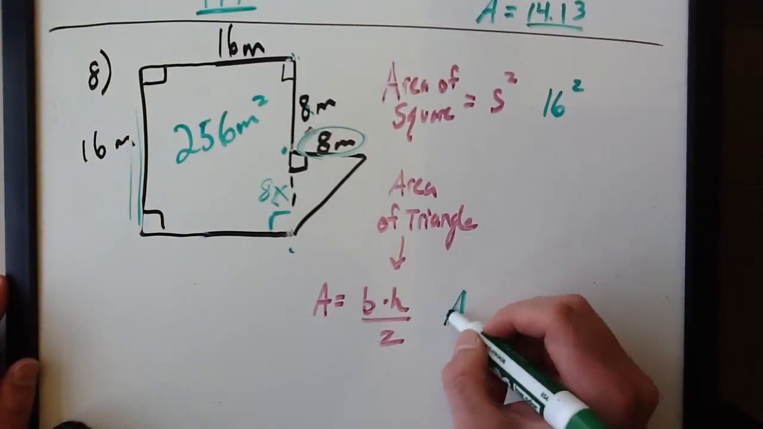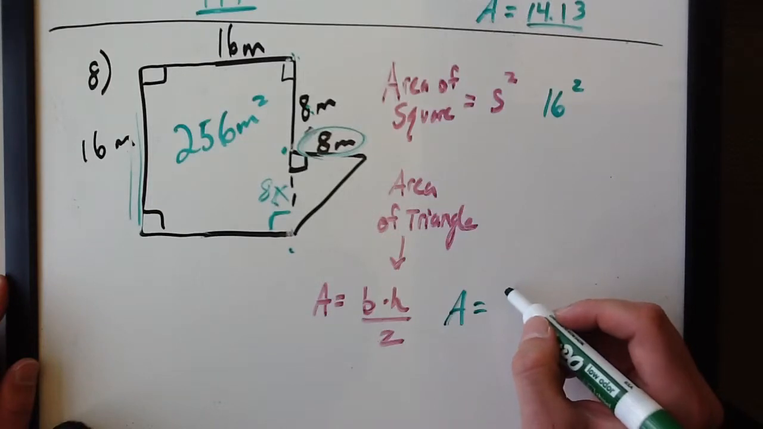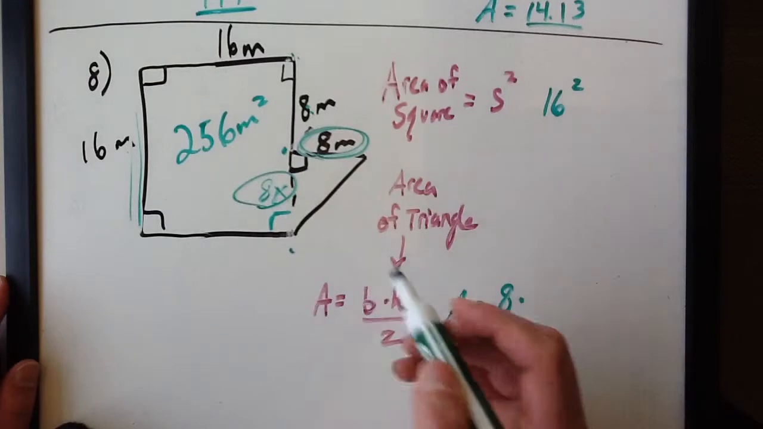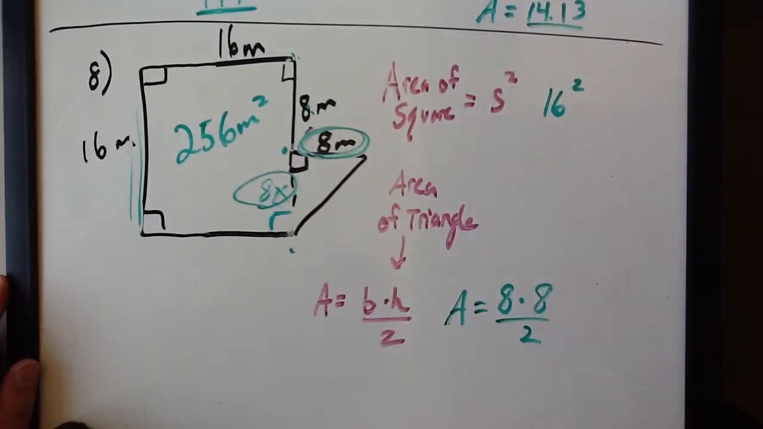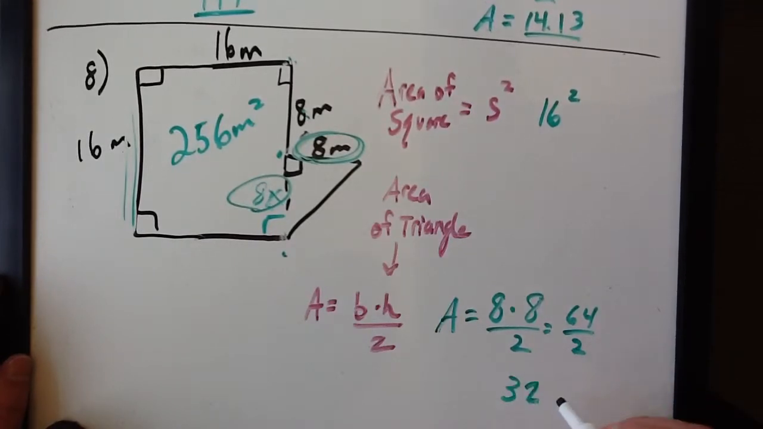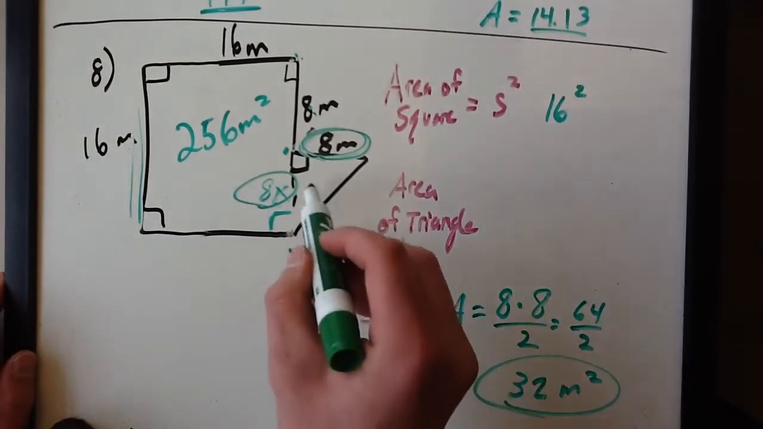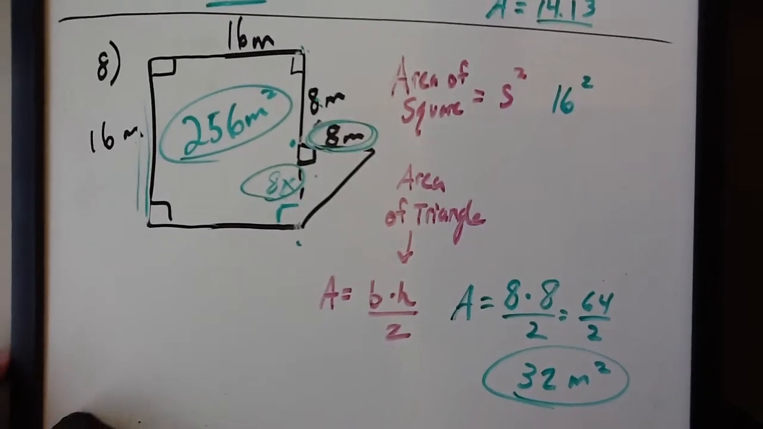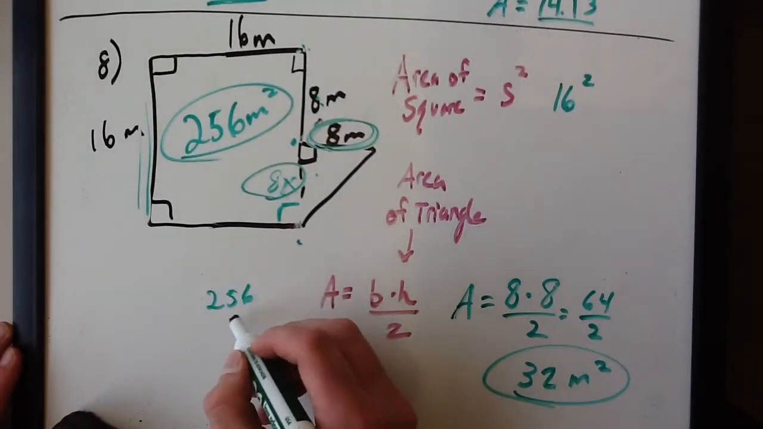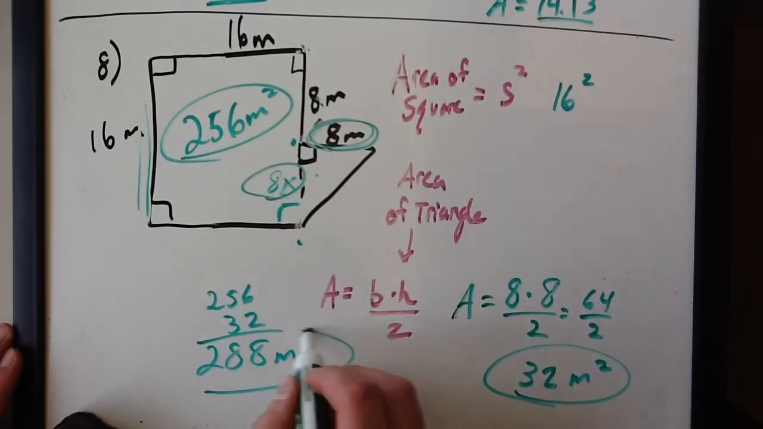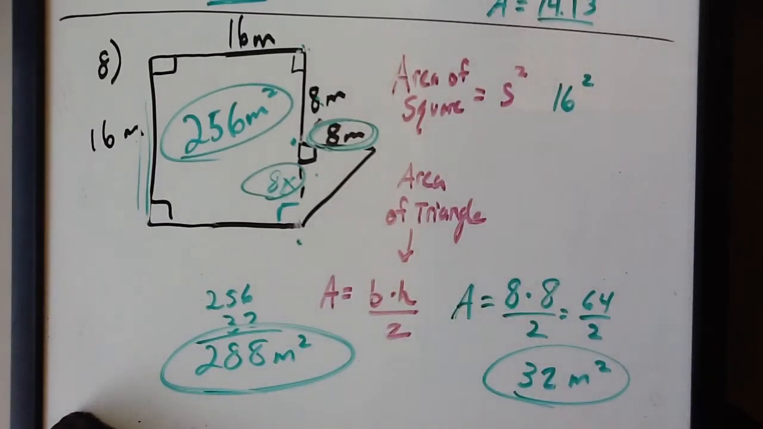All right, so the area of the triangle would be equal to the base, which is 8, times the height, which is also 8, divided by 2. 8 times 8 is 64. 64 divided by 2 would be 32, and that would be square meters. Okay, so my triangle is 32 square meters. My square is 256 square meters. So I just need to add those up. 256 plus 32 would give me 288 square meters for the area of the composite figure.